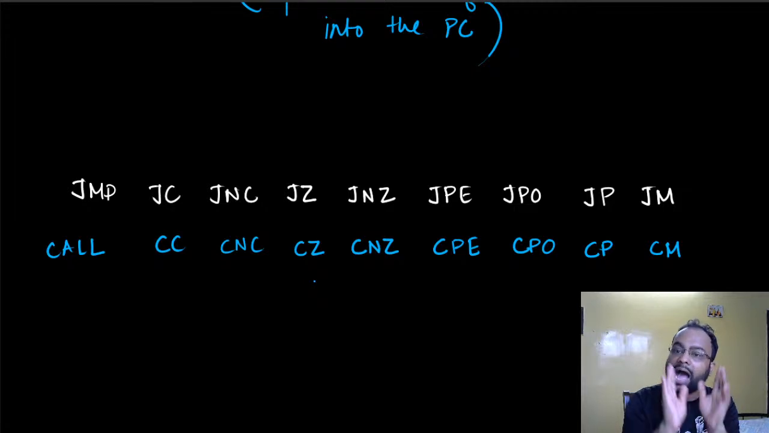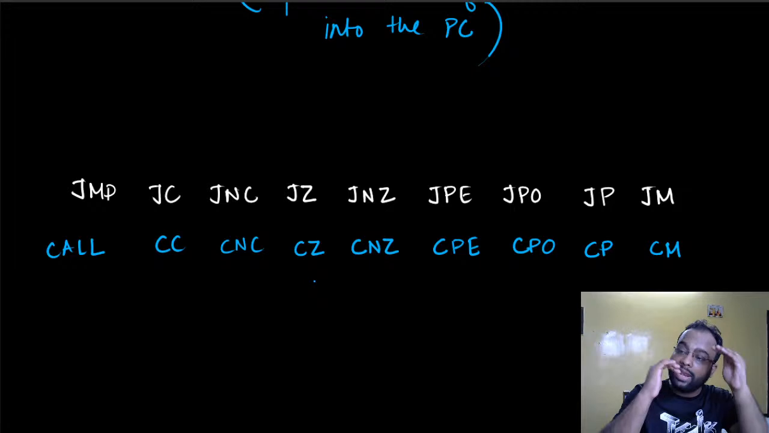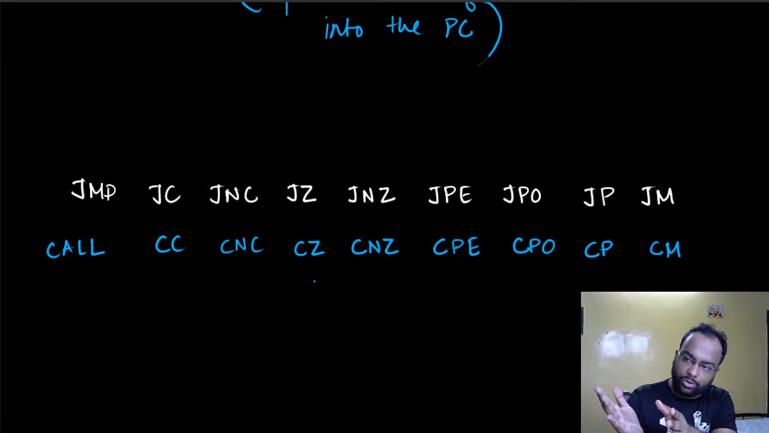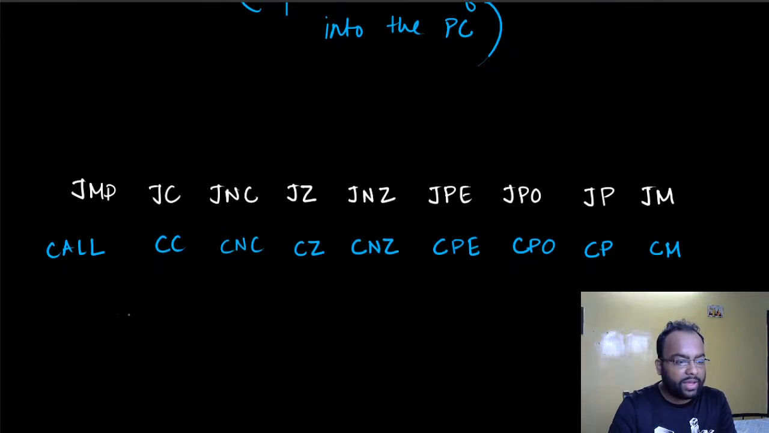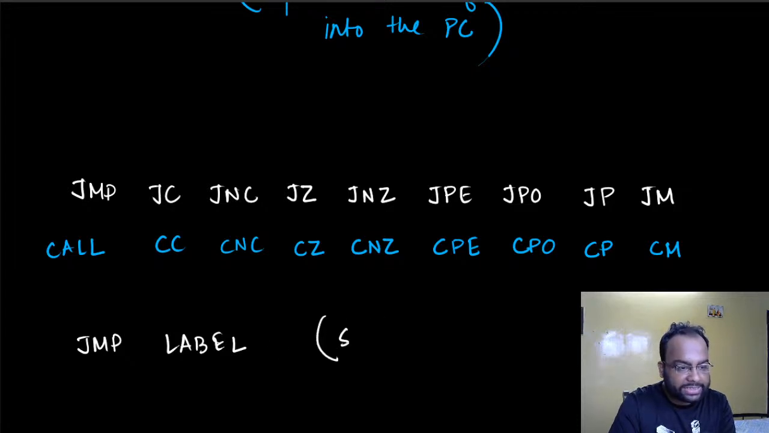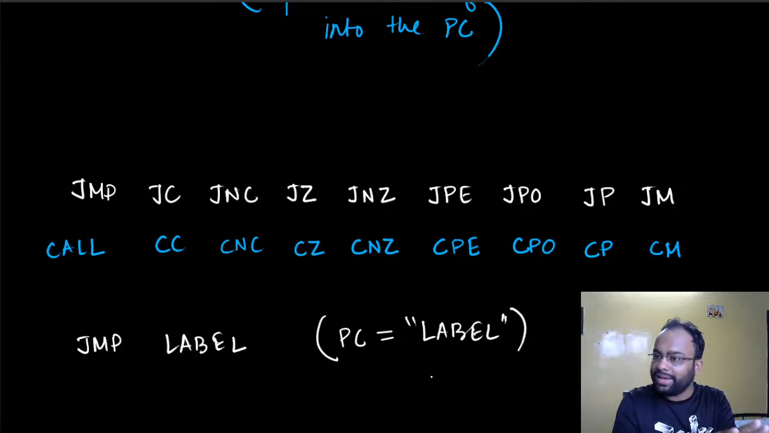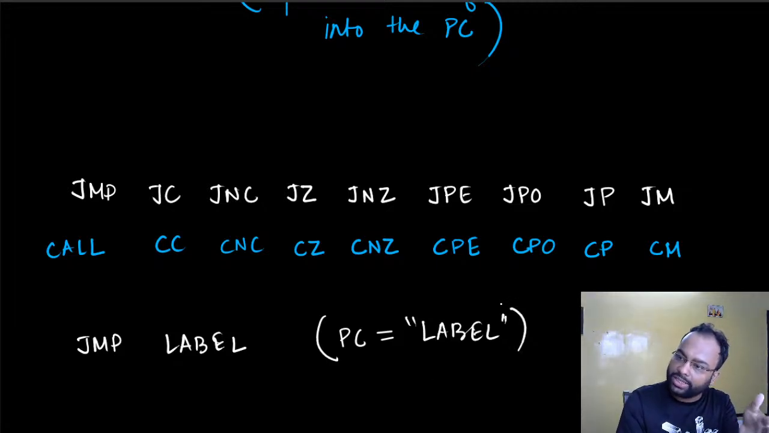The only difference is that a jump instruction sets the program counter, and a call instruction also sets the program counter. Try to understand this. If I say JMP label, what does it do? It unconditionally sets the program counter to the address of the label. The jump instruction actually sets the program counter to the address of the label. That is what it does, nothing else.